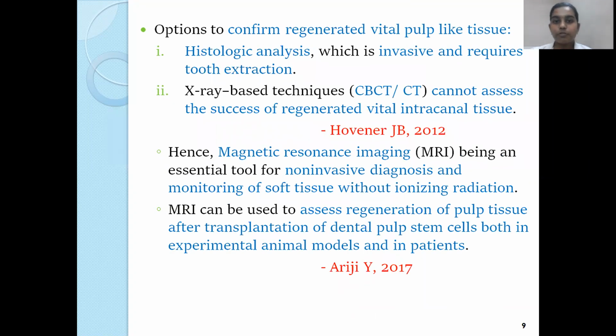There are various options to confirm regenerated vital pulp tissue, which are histologic analysis and X-ray based techniques. Histologic analysis is an invasive procedure and it requires tooth extraction, while X-ray based techniques involve CBCT or CT, which cannot assess the success of regenerated vital intracanal tissue, by Shobhana et al. Hence, MRI, being an essential tool for non-invasive diagnosis and monitoring of soft tissue without ionizing radiation, can be used to assess regeneration of pulp tissue after transplantation of dental pulp stem cells, both in experimental animal models and in patients, by Arigi et al.